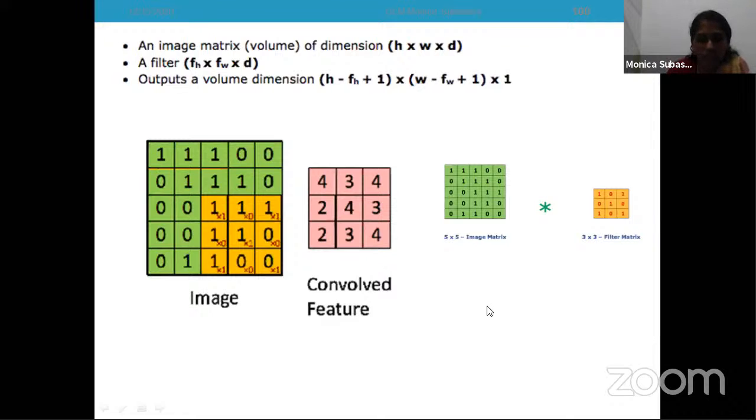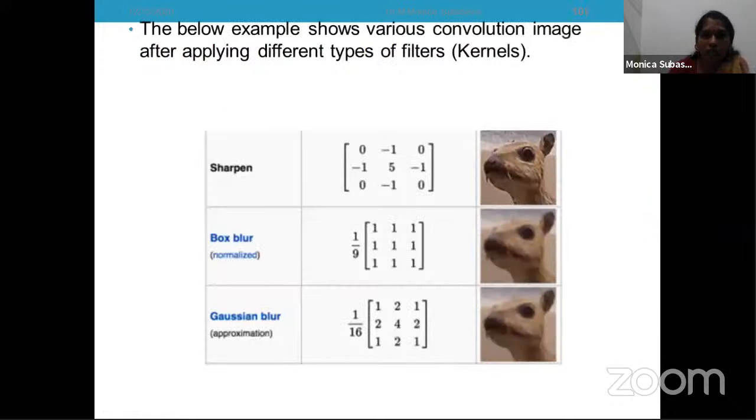This is the first process in a convolution neural network. Then you can apply different types of filters or different types of kernels. Why are we doing this? Depending upon your application, either you want to sharpen it, or you want to blur it, or you want to normalize it, or you want to approximate it. Accordingly, you can change the kernels.